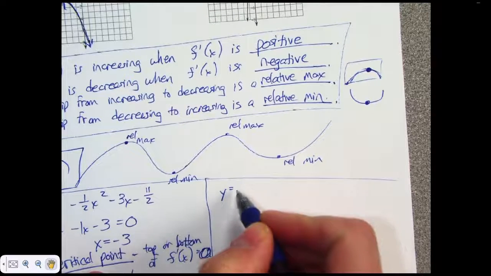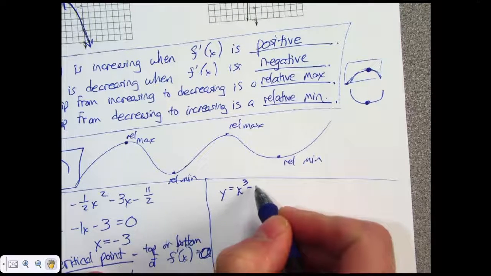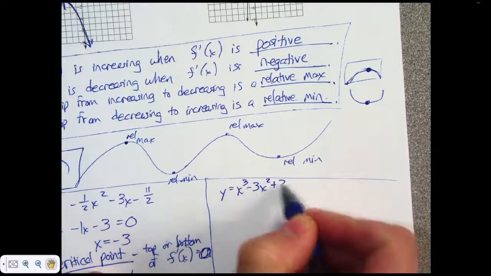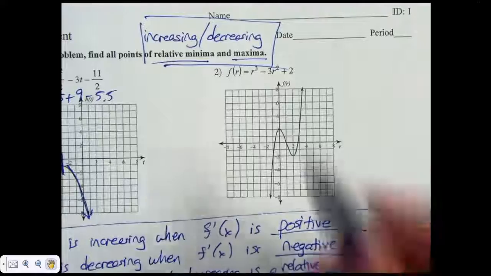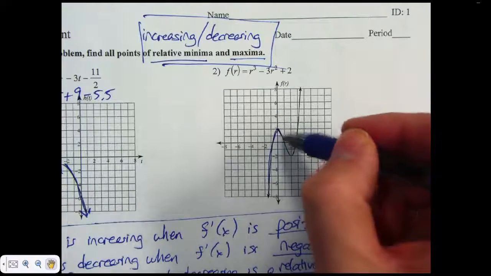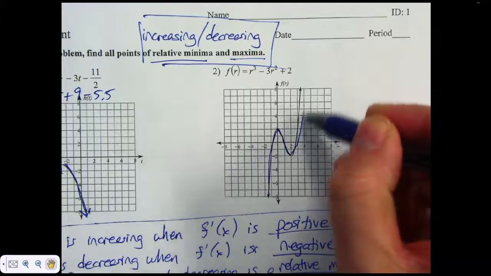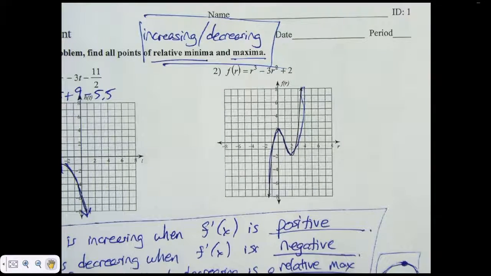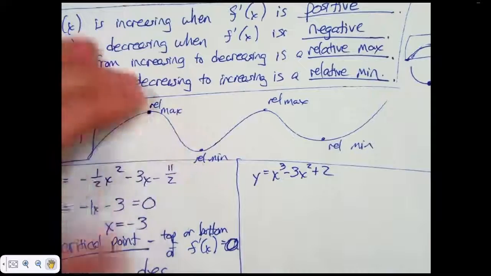So they're giving me y equals x to the third minus 3x squared plus 2. And you have graphs today, right? I can tell the function is going to increase up until here, so I should get something at 0, and decrease here, so I should get something at 2. That's going to increase. I kind of know what the answer is, but that's not really the point.